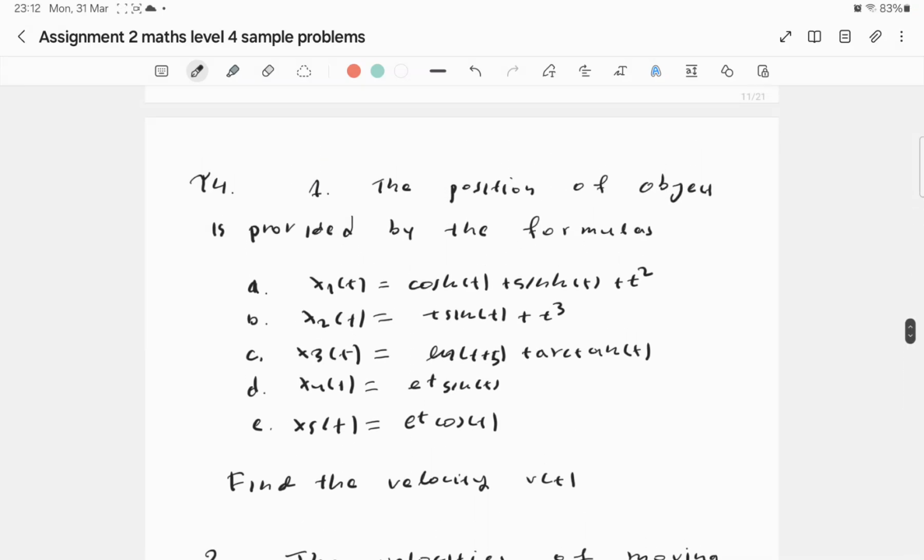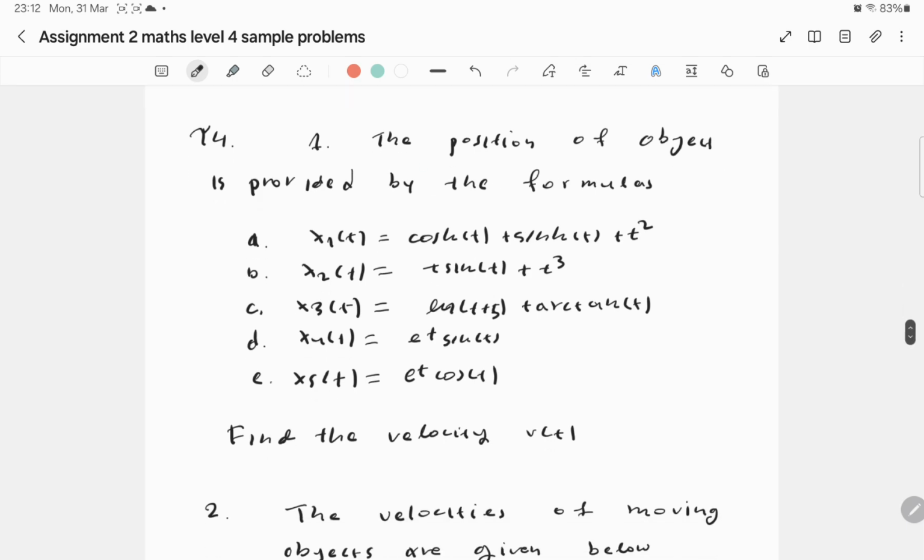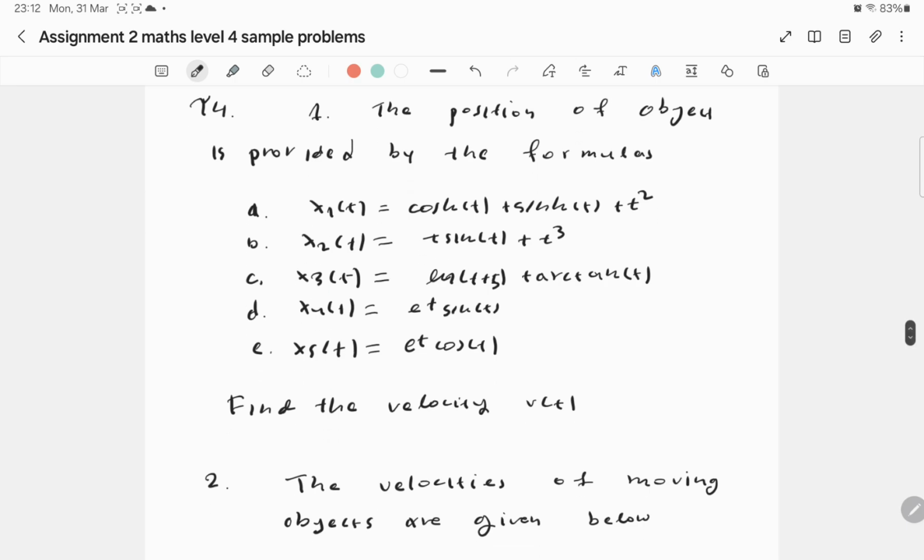Okay, the first problem, we have the positions of objects provided as a function of t. We have these 5 functions, and we want to find what is the velocity in each case.